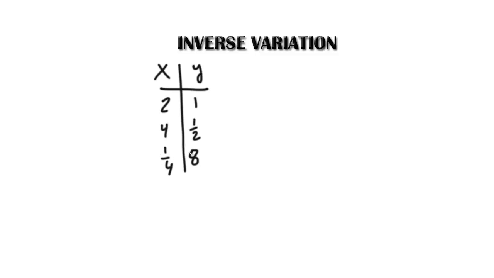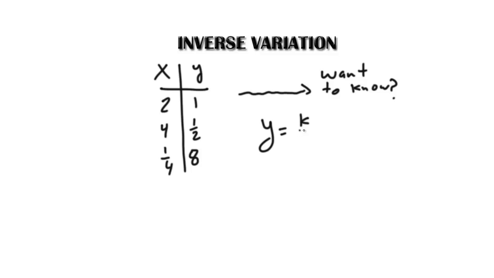Alright, let's say you have a t-table that looks like this. 2 for x and then 1 for y, and then 4 for x and then a half for y, and then 1/4 for x and 8 for y. And you want to figure out, is this an inverse variation? So we want to know if this is an inverse variation. What we have to do is think of the inverse variation equation, y equals k over x.